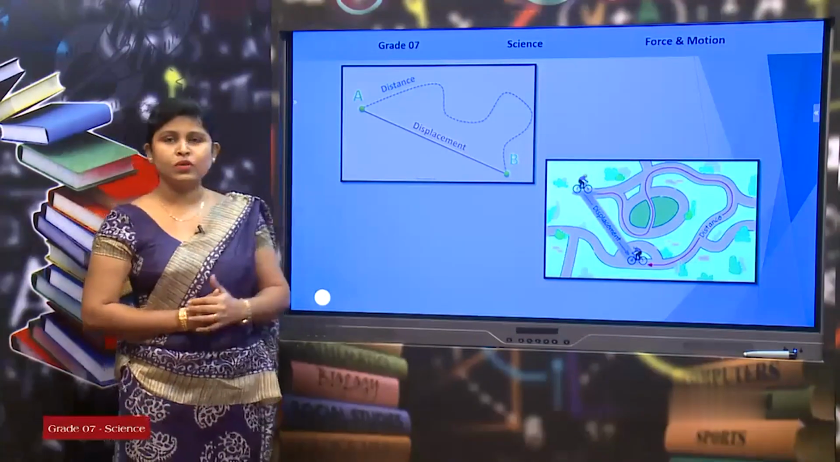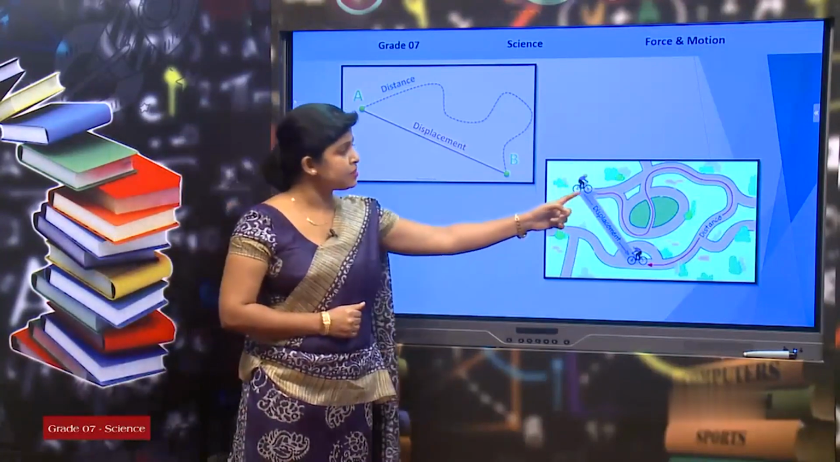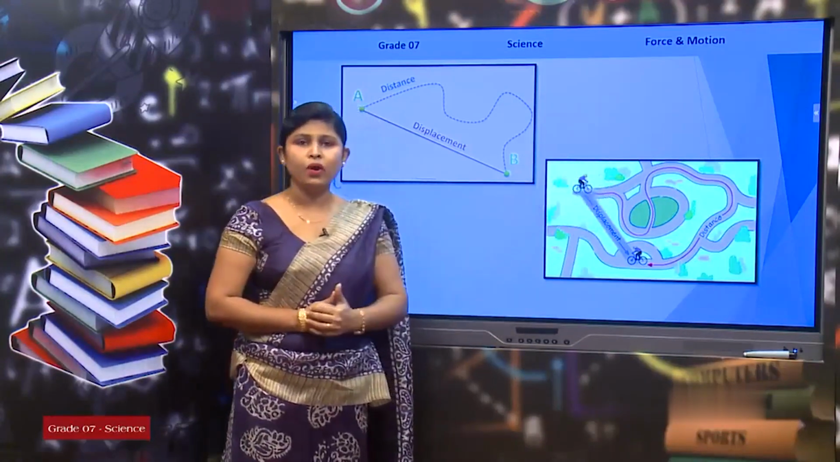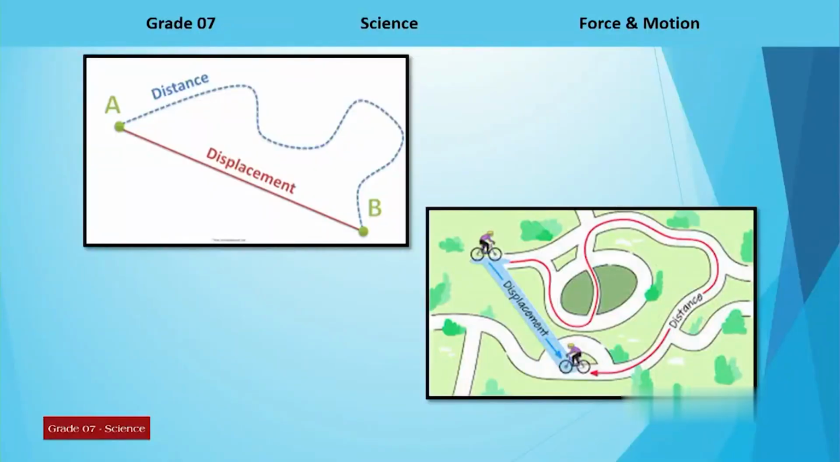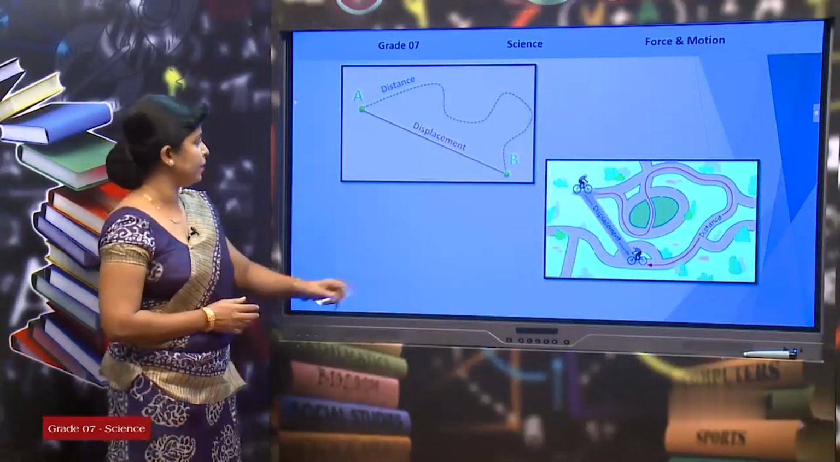When we think about the motion of the cyclist, you can observe that the cyclist has moved through a certain road, or he has moved through a certain route. The total length of the road is known as the distance, but the shortest path or the shortest distance between his initial and final positions is known as the displacement. Right? Once again, you can understand the difference between distance and displacement. Right?